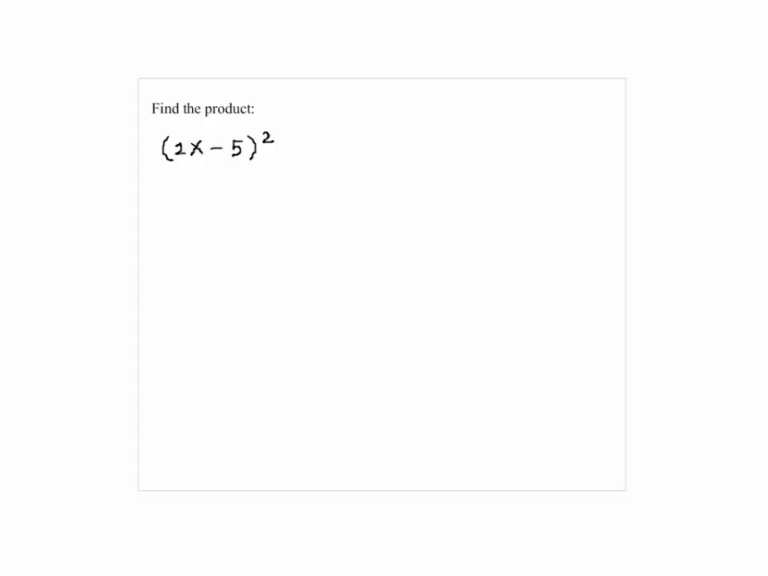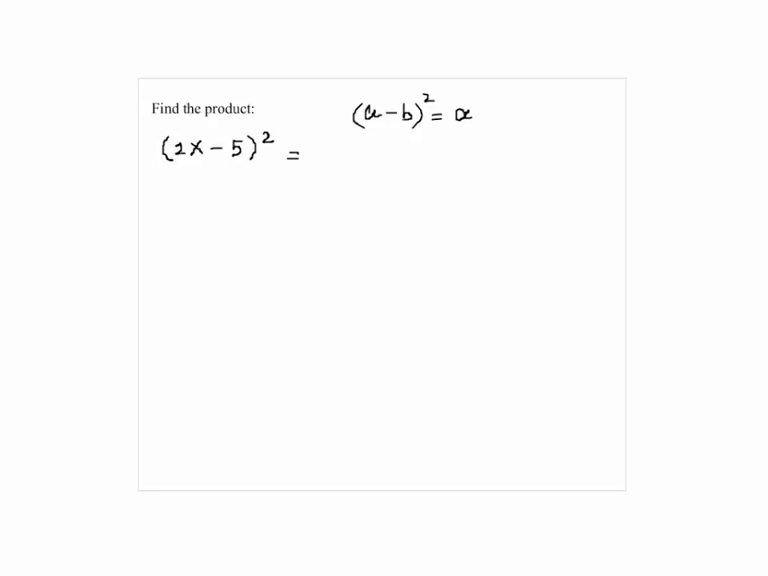Find the product. What do you think we should do here? Multiply 2x minus 5 by itself. Okay, do you remember the formula? If I have a minus b squared, can you tell me what would be the formula? Yeah, it would be a minus b times a minus b. Okay, that's fine. But if I don't want to multiply term by term, do you remember the formula?